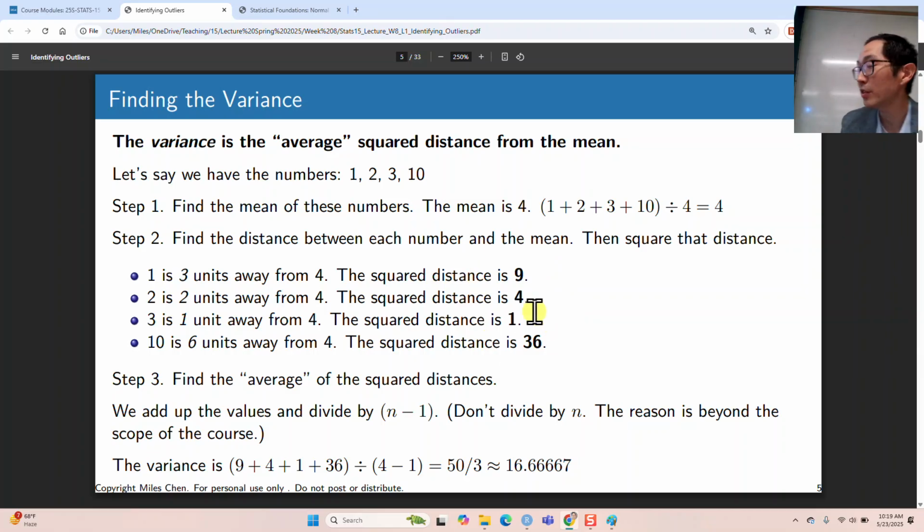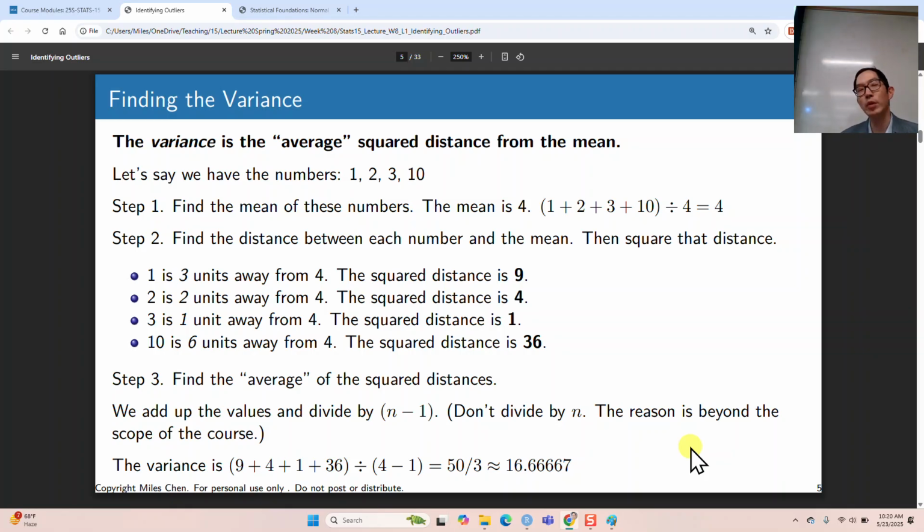And then what's the average of these? 9 plus 4 plus 1 plus 36. If I add those up and divide by how many I have, that would be 50 divided by 4. Now, I don't want to get into it, but it turns out that if you're trying to estimate the standard deviation of the population, that number is going to underestimate, and so we actually divide by 3 rather than 4. We add these up and divide by n minus 1, so the average is in quotes, and we get a variance of 16.67. Okay, so this is what we have.